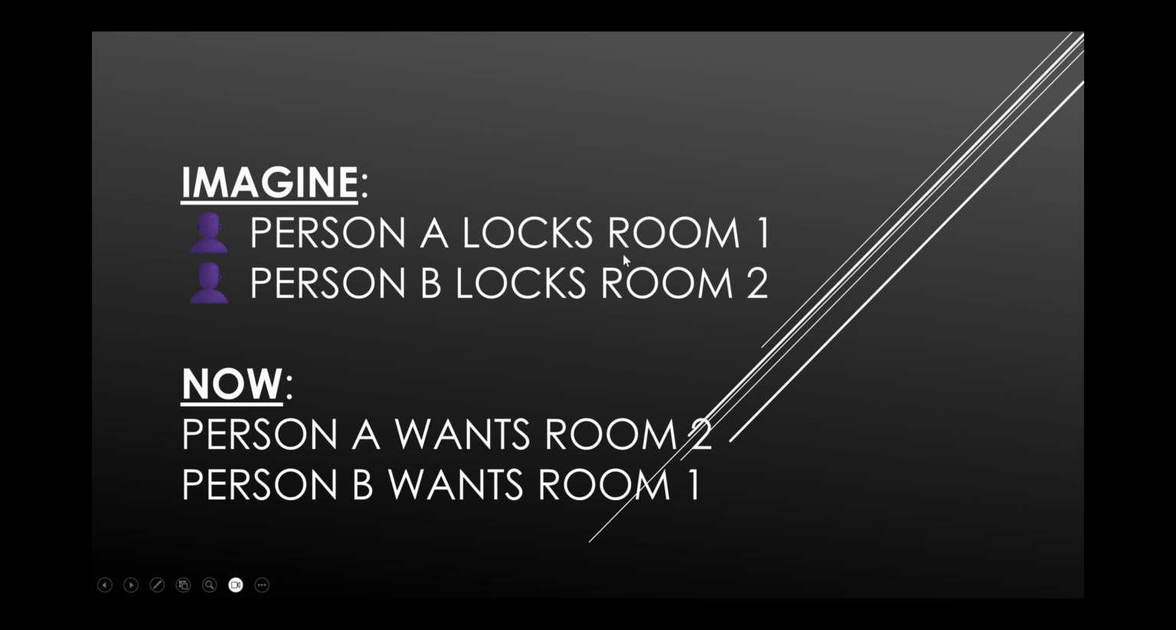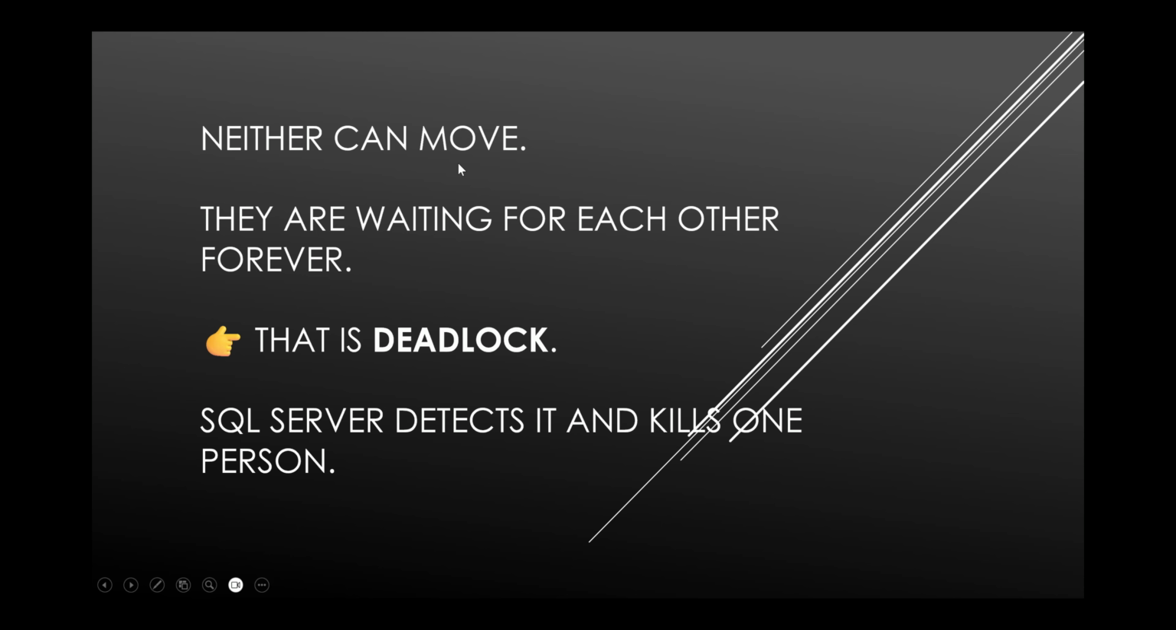Suppose we have two rooms, room 1 and room 2, and two persons, person A and person B. Person A locked room 1 and person B locked room 2. But now person A wants room 2, which person B locked earlier, and person B wants room 1, which person A locked earlier. Now what happens? Neither can move. They are waiting for each other forever.